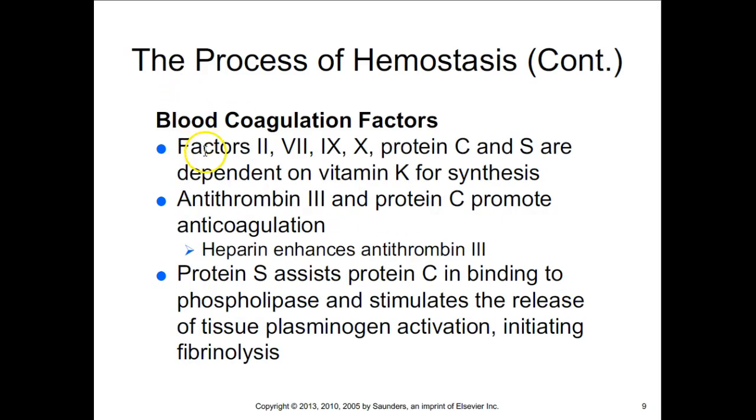For example, factors 2, 7, 9, 10, protein C and S are dependent on vitamin K for synthesis. Vitamin K is one of our fat-soluble vitamins, and it's very important that we receive adequate amounts of vitamin K. A lot of our bacterial flora in our colon make vitamin K, but we do consume some vitamin K, and we want to make sure that we have sufficient in order for those factors to be activated and to be working properly.